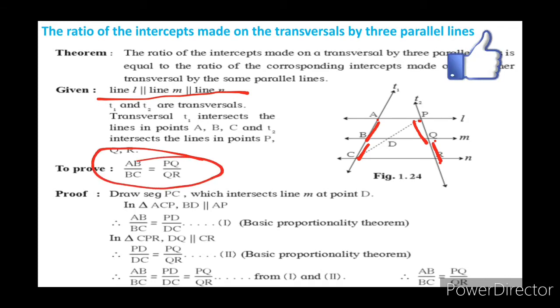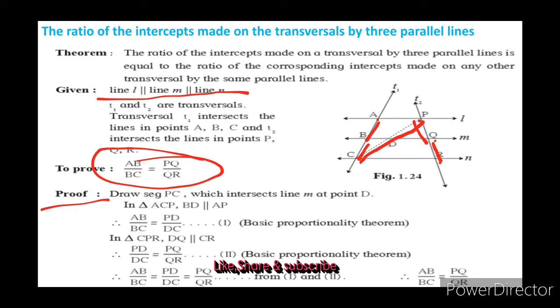Now let's see the proof. सो क्या करना है इसके लिए, सबसे पहले draw segment PC. So हम point C से लेके point P तक एक segment draw करेंगे which intersects line m. Line m को intersect कहाँ करेगी, point D में intersect करेगी. So now इसके दो triangles बनेंगे अभी. These are the two triangles. First one is this triangle and second one is this triangle. So ये दो triangles create हुए.